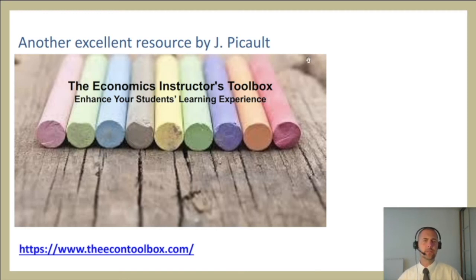Another excellent resource is by Julian Picault of the University of British Columbia, Canada. I highly recommend that you visit this website. In fact, it's required that you visit this website. Question 6 on your handout asks you to look at this website and another one in my slide set and to find some useful activities that could easily be employed in your classroom. This particular website has a wide range of cooperative learning activities across all areas of economics, so I highly recommend it.